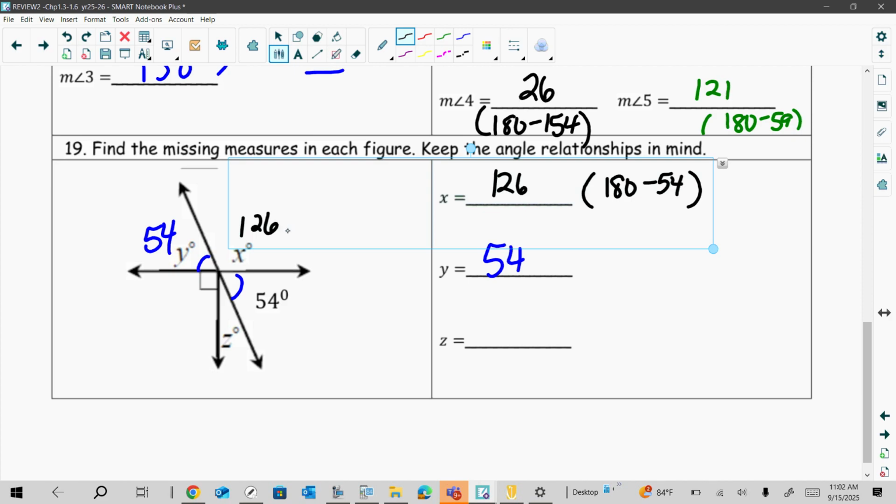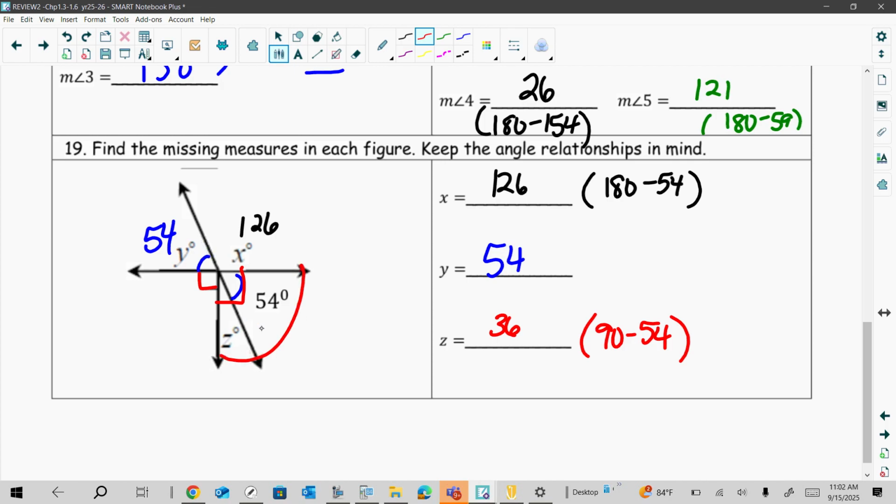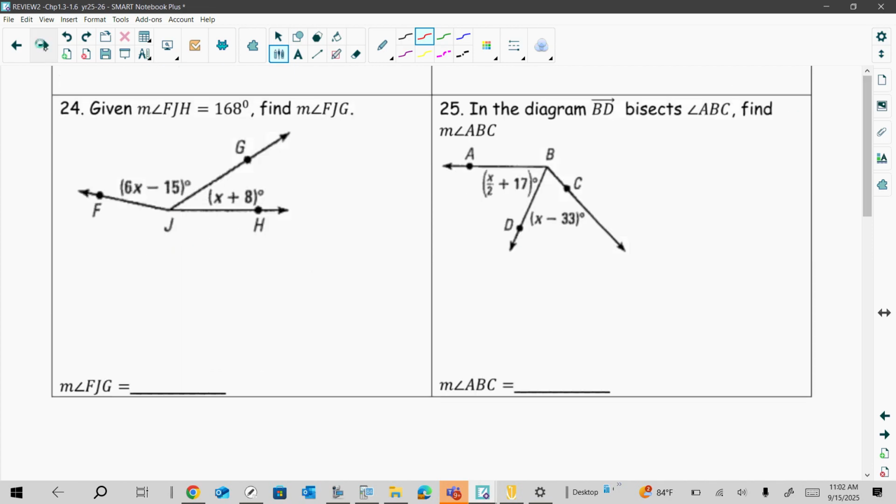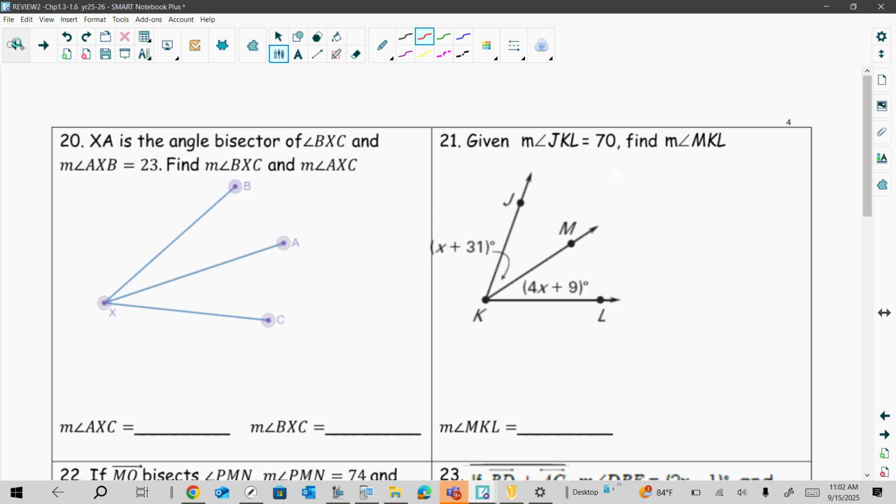Okay, now to get to z, we're using the right angle. 90 minus what? 90 minus 54, which is 36. And we're doing that on the same line. 90 is all, because these are complementary. They're adjacent and they have a sum of 90. All right, so we're putting it all together. Did I go too fast?